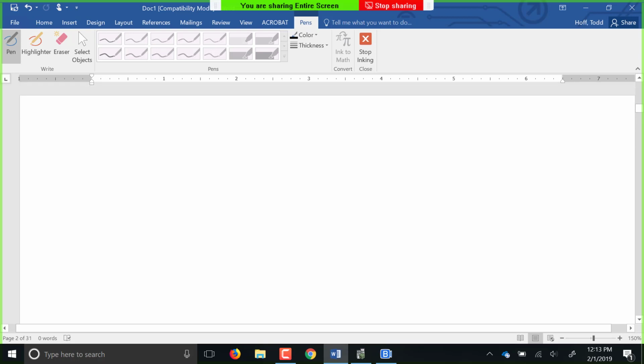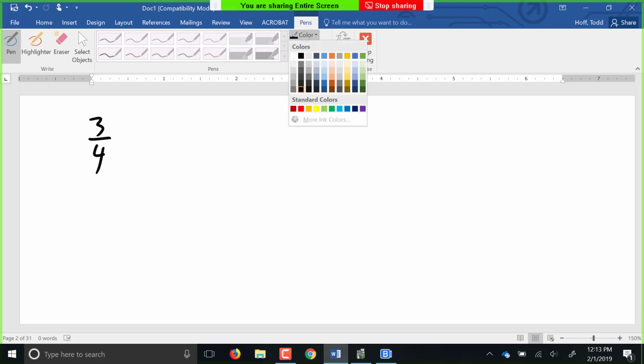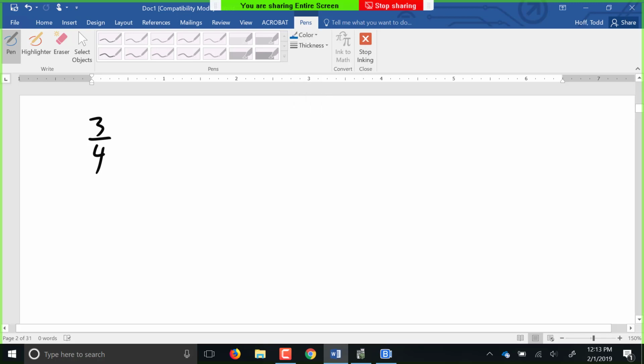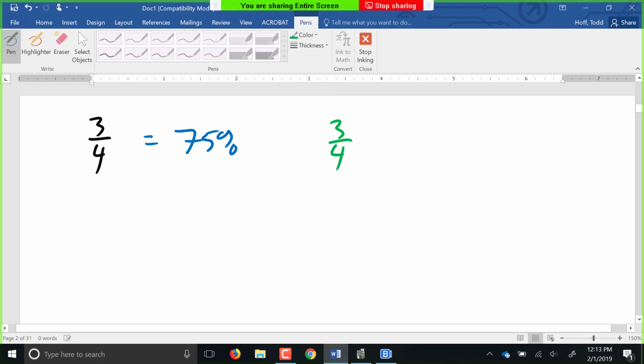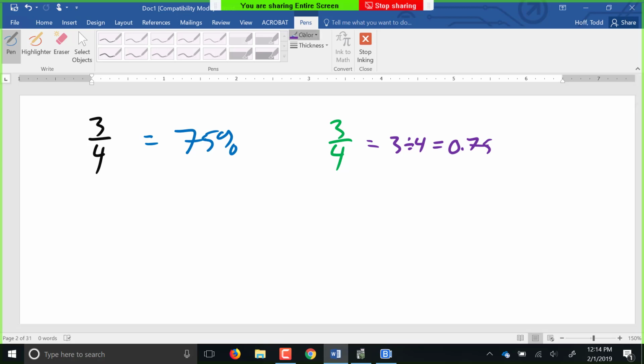So last step in the converting is going from the fraction to a percent. Let's start with one that we all know. Of course, we know that 3/4 is what as a percent? 75%. If we didn't know that, we could have done a lot of different things. One of them would have been turn it into a decimal. 3/4, 3 divided by 4, of course, 0.75. Then we could move that decimal point to make it a percent.